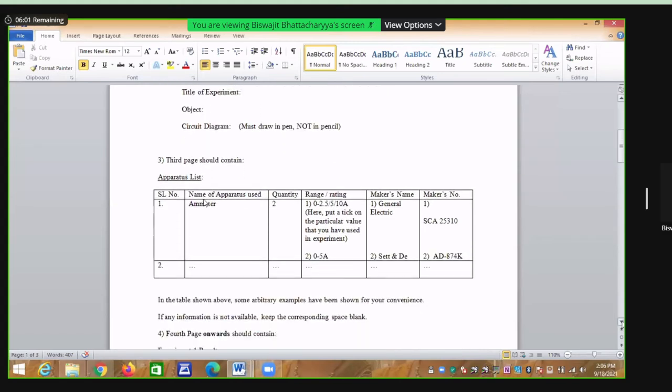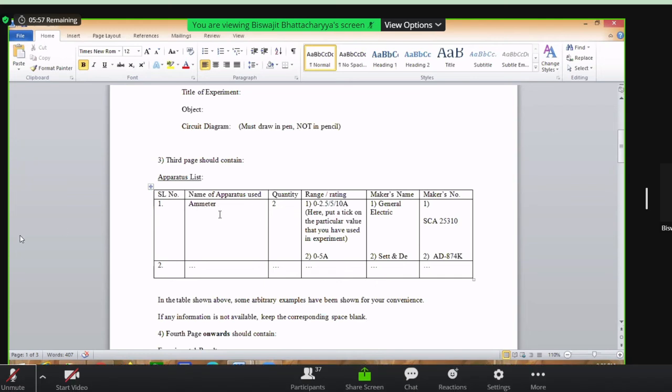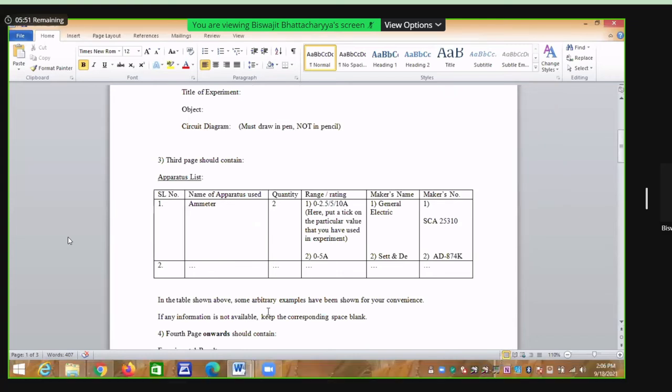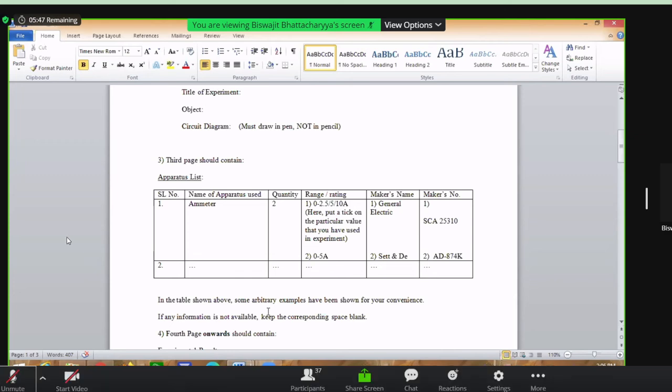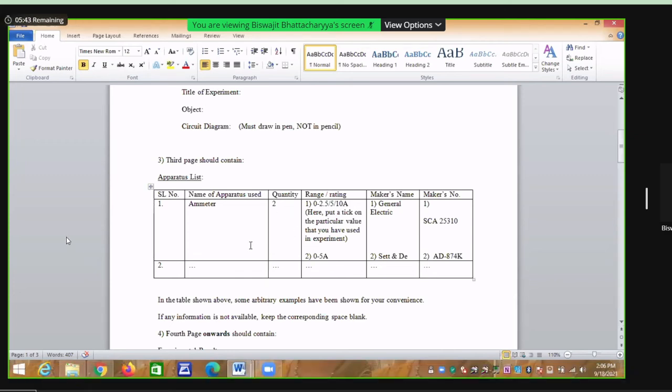The third page will be the apparatus list. Which apparatus are you using? Ammeter, potentiometer, galvanometer, volt box, supply voltage, all such things that you are getting. Then how much quantity are you using? Say ammeter, quantity 2.